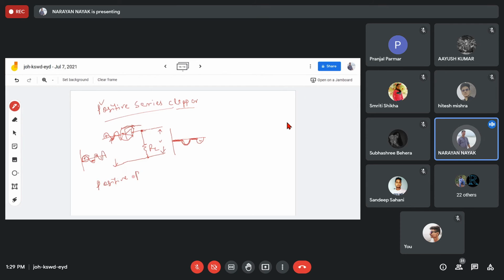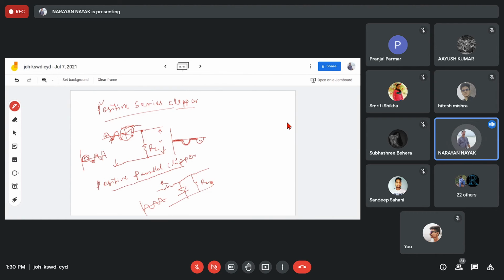Now similarly, the positive parallel clipper. Parallel clipper means you have to connect the diode in such a way that it is connected in parallel. That's why it is called the parallel clipper. You are using a resistor here, and a diode in parallel, and this is your RL. Here you apply a sinusoidal input voltage. Positive clipper means the positive half cycle will be removed.